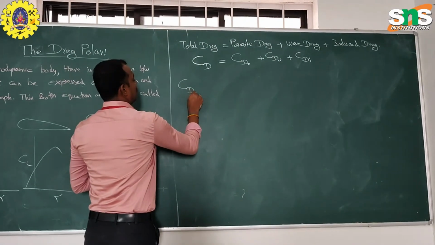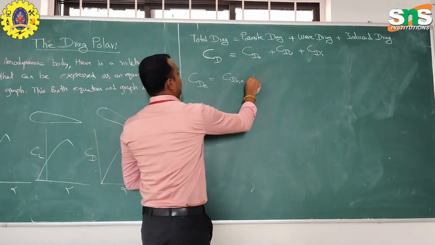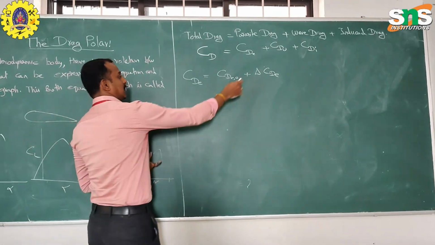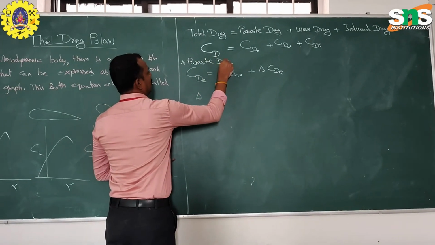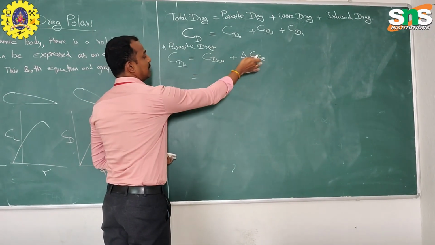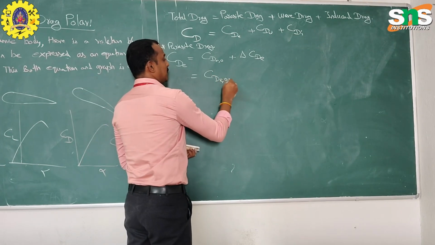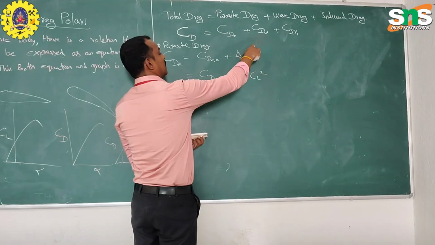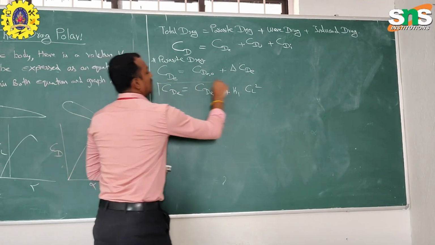The coefficient of parasite drag is equal to the coefficient of parasite drag at zero lift condition plus the variation of parasite drag. First we go with the parasite drag calculation, next the wave drag, and finally the induced drag. We rewrite this equation in terms of the lift coefficient: CD parasite equals CD parasite zero, the drag coefficient at zero lift, plus the variation, which has a constant factor K1 times CL squared. The drag is directly proportional to the lift coefficient squared. So finally we got the parasite drag.